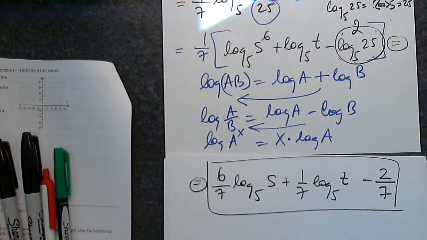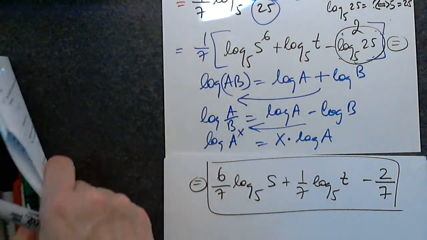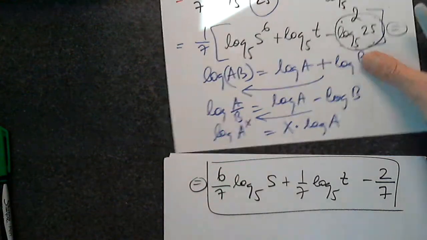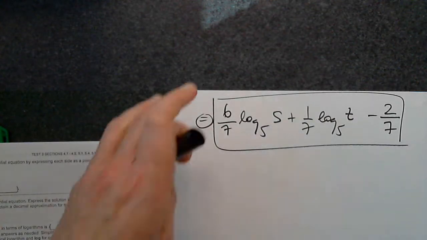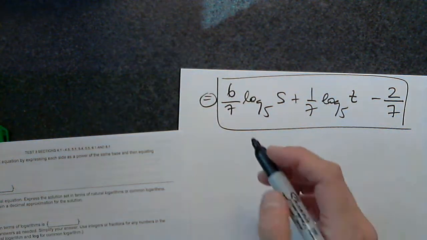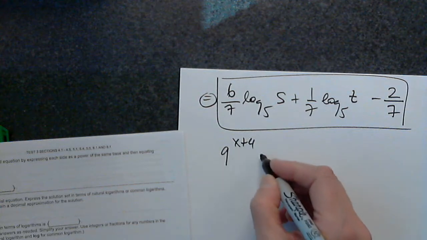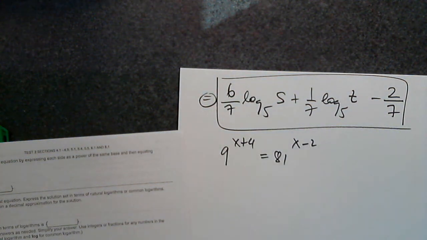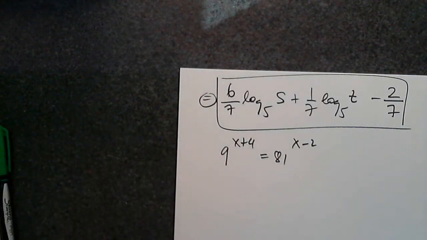Okay. Is this clear? Yes? Okay, so let's look at the exponential equation. Did we do number 10? 9 raised to x plus 4 equals 81 raised to x minus 2. If we did, we can move on to another problem.